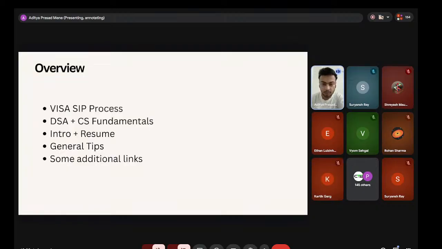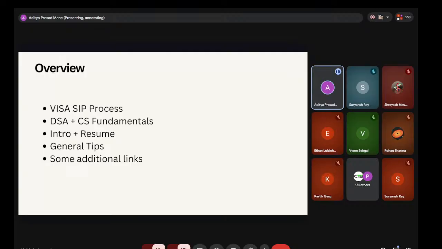So let us go over what I'll be talking about today. An overview. I'll first describe how the Visa SIP selection process was from my POV. Then we'll move to the most important things, DSA and CS fundamentals. Next, for interviews, you need to have a good intro prepared and a good resume as well. So we'll go over that.